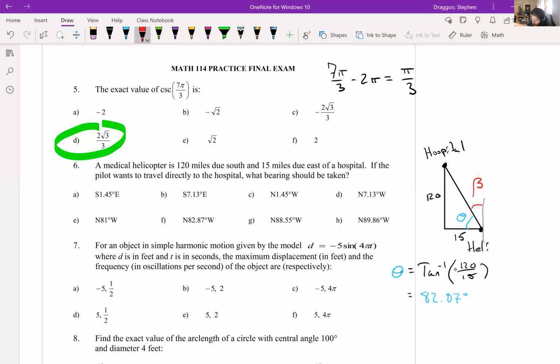And then we need our bearing angle, which should be 90 minus that 82.87, which will be 7.13. And we need to go to the northwest in order to get there, so that bearing must be the 7.13 degrees to the northwest.